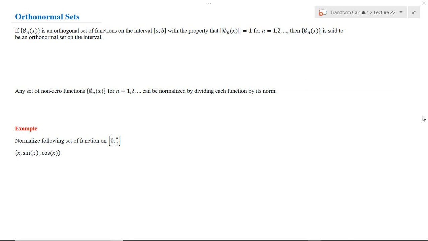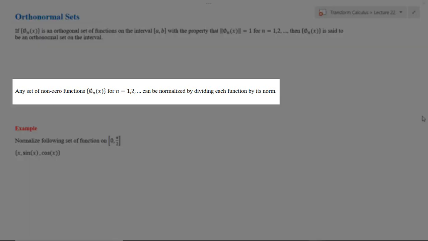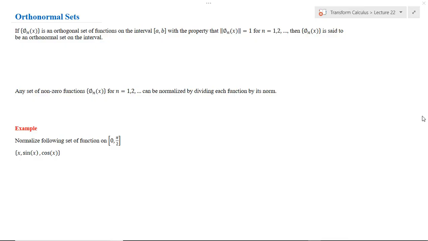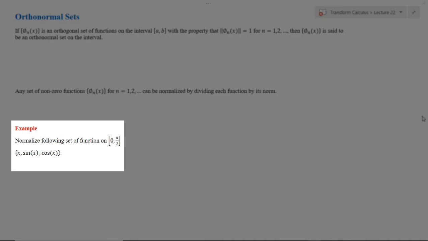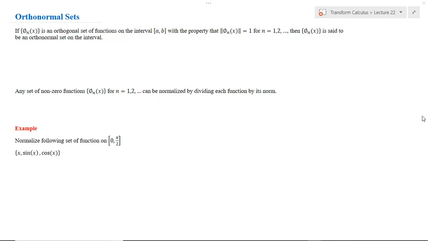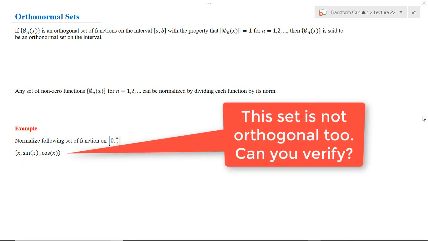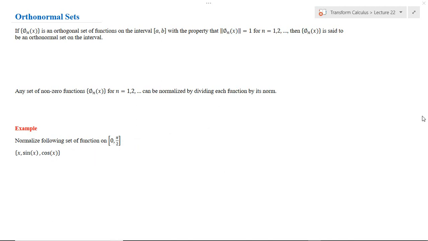In general, any set of non-zero functions like the set of phi n x for n equal to 1, 2, 3, and so on can be normalized by dividing each function by its norm. For example, in this example, you want to normalize the following set of functions on the range of 0 to pi over 2. The set has 3 functions: x, sine x, and cosine x. This set is not orthonormal because the norm of each function is not equal to 1. If you want to normalize it, we have to find the norm of each function, and then divide that function by its norm.